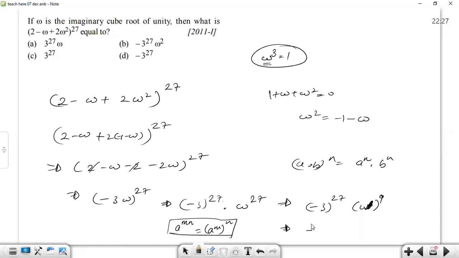Why? Like minus 2 raised to power 4 is plus 2 raised to power 4. Minus 2 raised to power 5 is minus 2 raised to power 5, because 5 is an odd number. Why? Because minus 1 gets multiplied 5 times, then it will become minus 1. Okay.